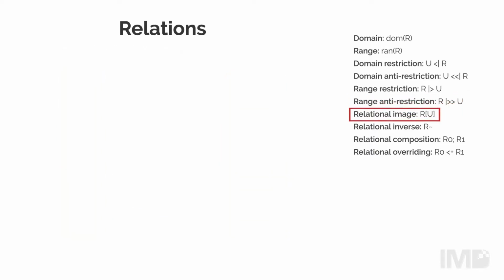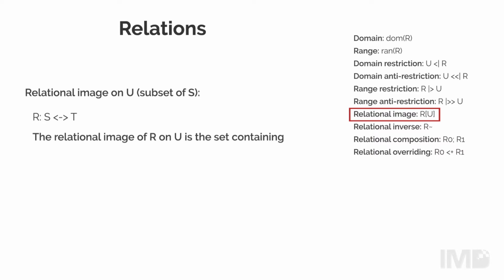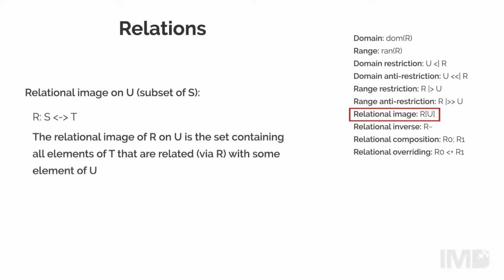We now define the relational image of a relation R between sets S and T on a set U, which must be a subset of S. This relational image is a set containing all elements of T that are related via the relation R with some element of U. So the relational image of R on the set U is the set containing all Y's, where X and Y belongs to R and X belongs to U.